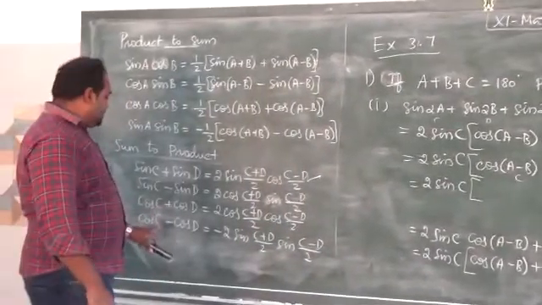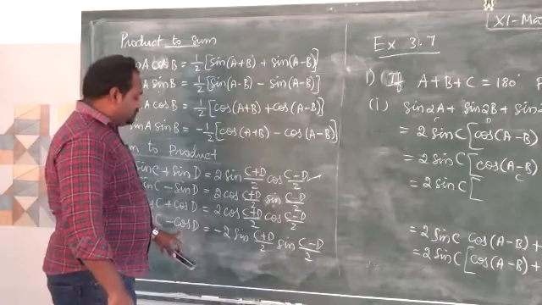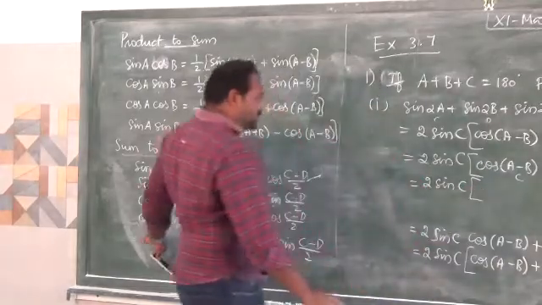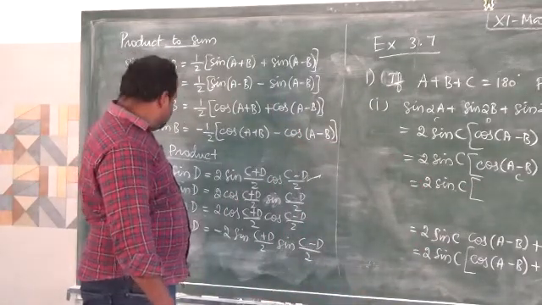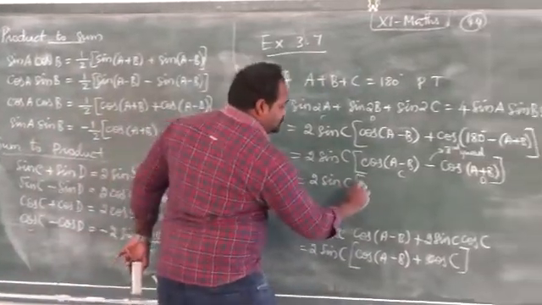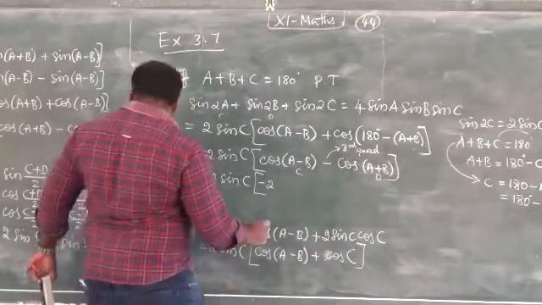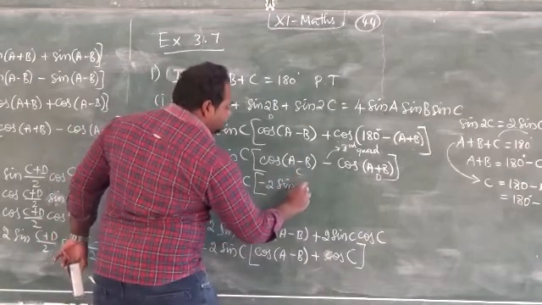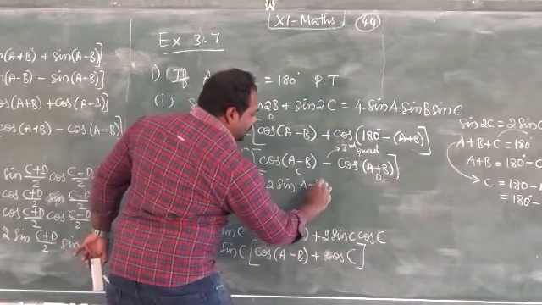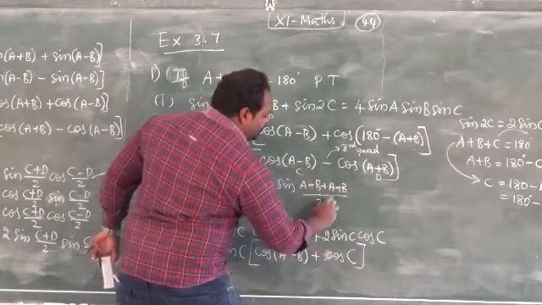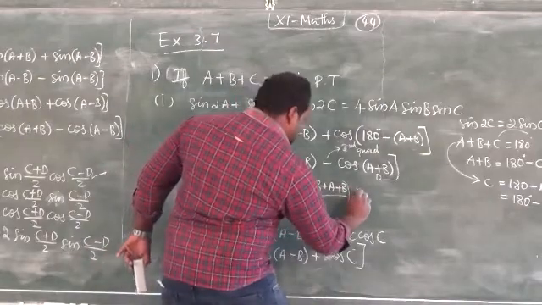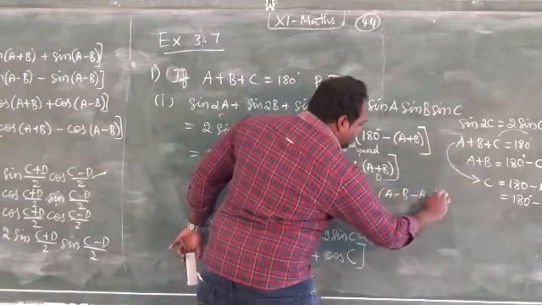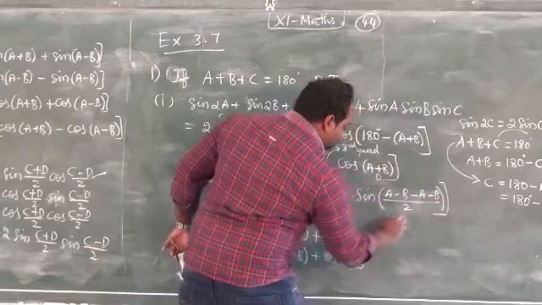Cos C minus cos D is minus 2 into sin of A minus B plus A plus B by 2 into sin of A minus B minus A minus B by 2. Am I correct? Yes.